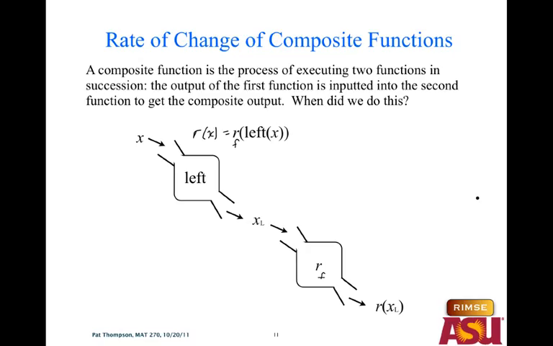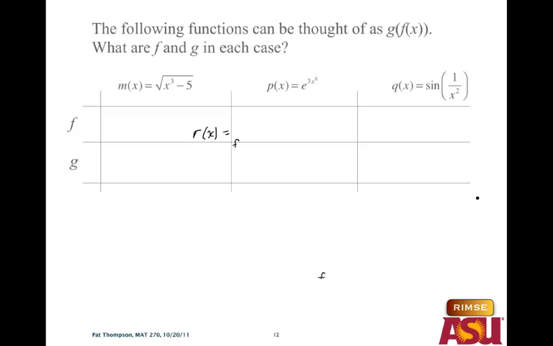Okay, so put x into left, and then left gives us another x value at the left side of the current interval. Put that into R sub f, and then that generates that approximate rate function, R. Okay, this was an example of a composite function that we saw. All right, so let's look at some examples here.